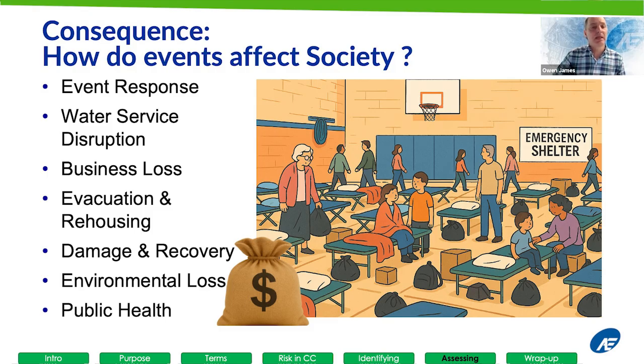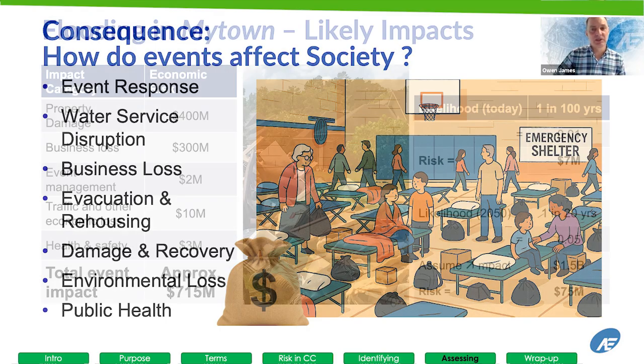Well, let's think about how we might respond to that risk. What business loss might be incurred? What evacuation and rehousing might be required? What damage and recovery could be incurred? What environmental losses, what public health issues could be arising associated with these risks? So if you think, well, we can't do that, the insurance industry does this. A lot of industries do this.